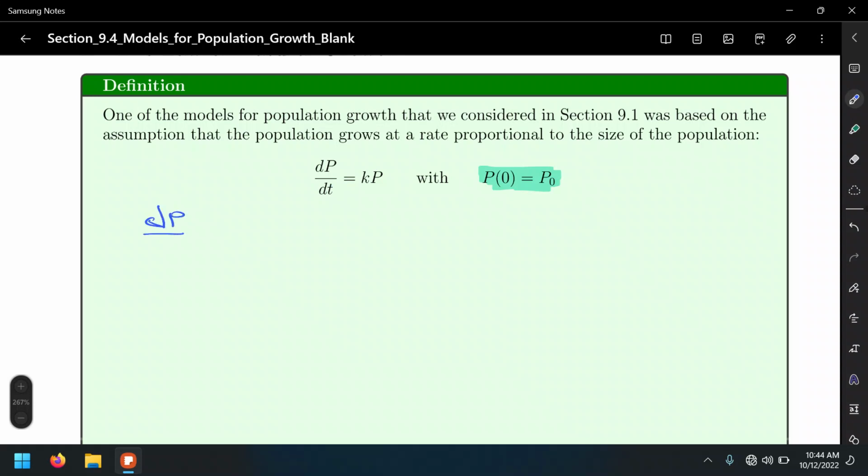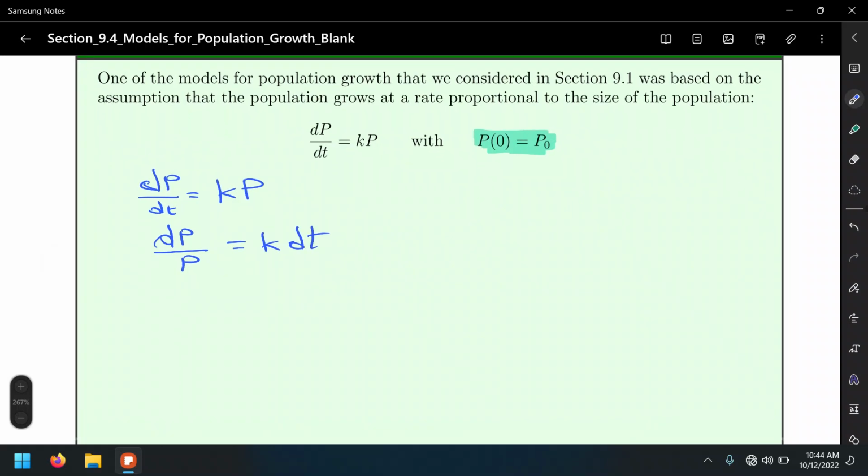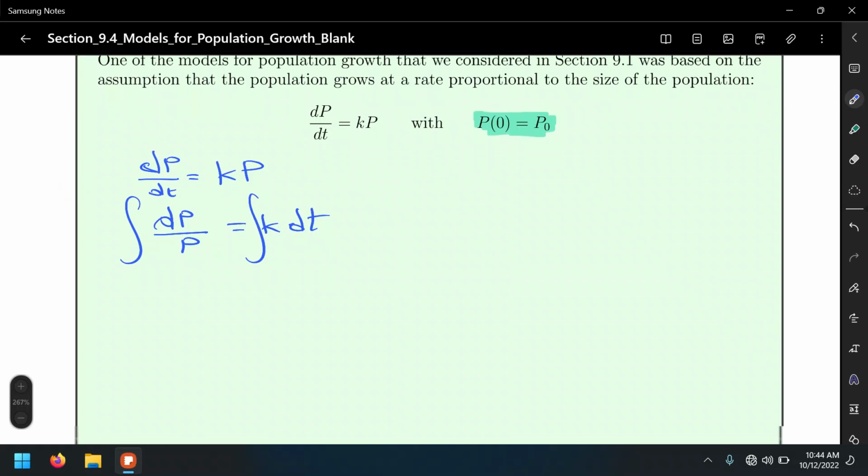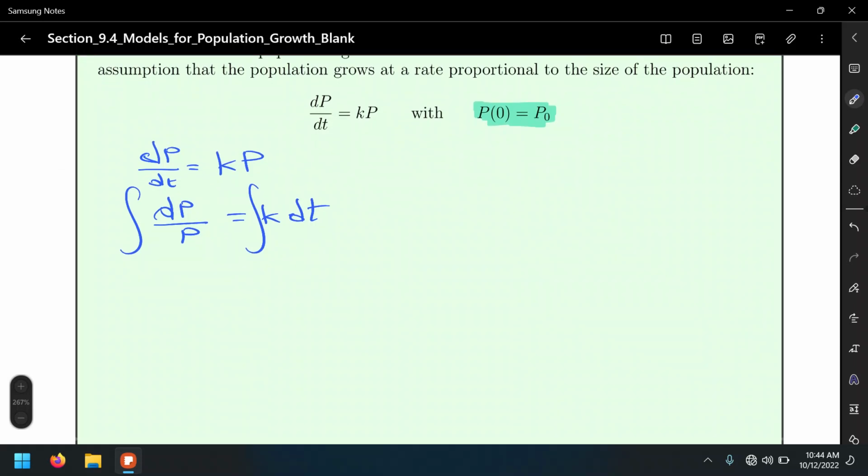So dP dt equals kP. So solve dP over P. That is, I'm going to divide both sides by P and multiply both sides by dt. And we're ready to integrate the equation. And once we get the solution to this equation, the model that we're going to obtain is going to be very familiar to you. So the integral of dP over P is going to be ln of P. And in this case, I'm not going to use absolute value bars because it's an amount of people, so there's no such thing as negative amounts of people. So that's kt plus C.